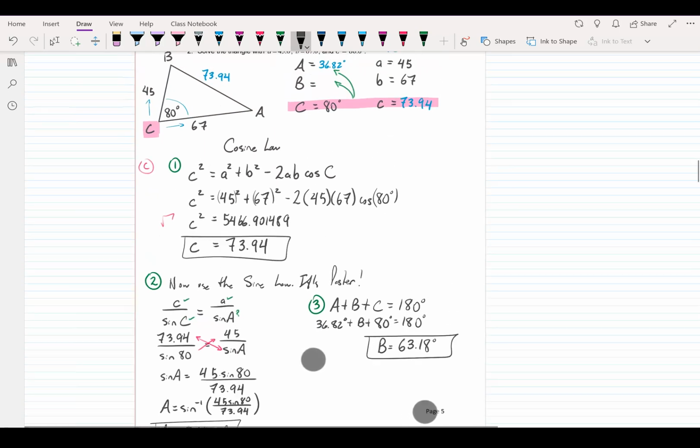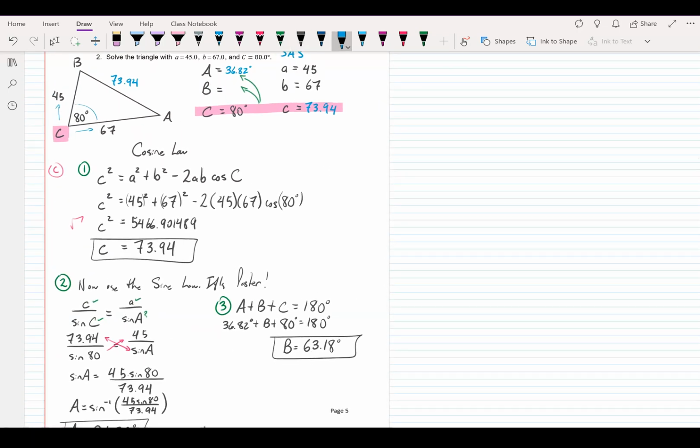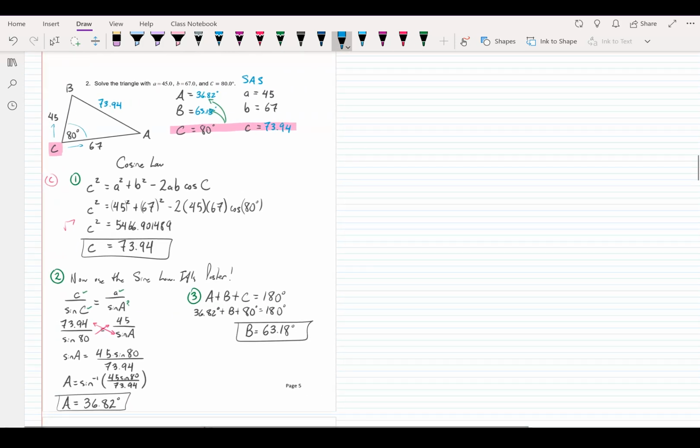That is our answer B. So I'm going to write in here 63.18. So when we finish this, what we'll see is that we've used the cosine law, we've used the sine law, and we've used the angle sum principle. Those are really the only three methods we can use to solve these triangles. There is nothing else to do. There are no other ways to solve these triangles that we've ever learned. And that's actually a good thing.